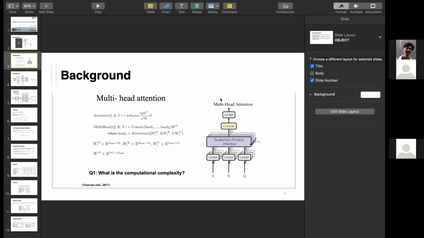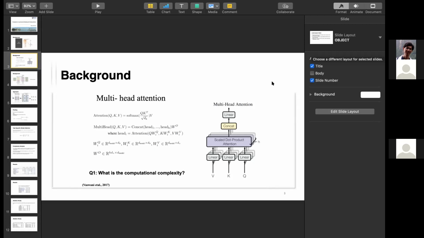Okay. So here, my first question is, what is the computational complexity of this attention mechanism? Okay, so this is supposed to be a tough one. When you're talking about computational complexity, maybe you can just specify the problem scale. For example, the input length is n, right?